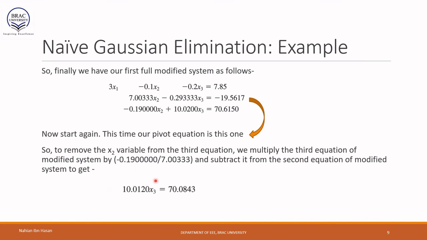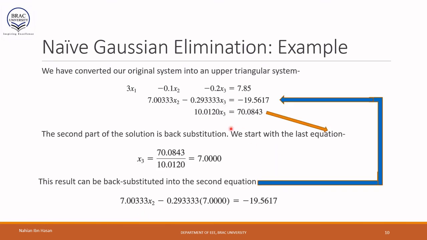So this is the modified third equation, and we are going to substitute the third equation with this one. Once we substitute this, we will get the final upper triangular matrix. Look at this, on the left hand side this is an upper triangular matrix. So our first step of the naive Gaussian elimination is done. We have successfully converted our original coefficient matrix into an upper triangular matrix, and the second step begins now.